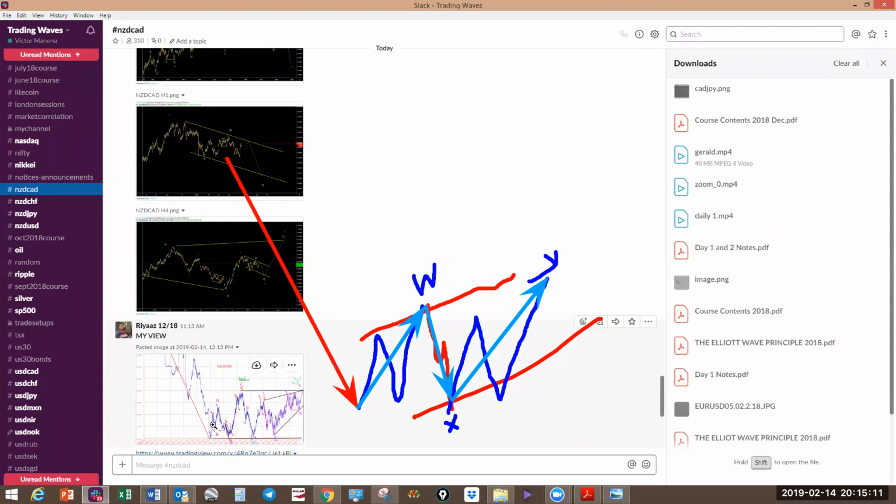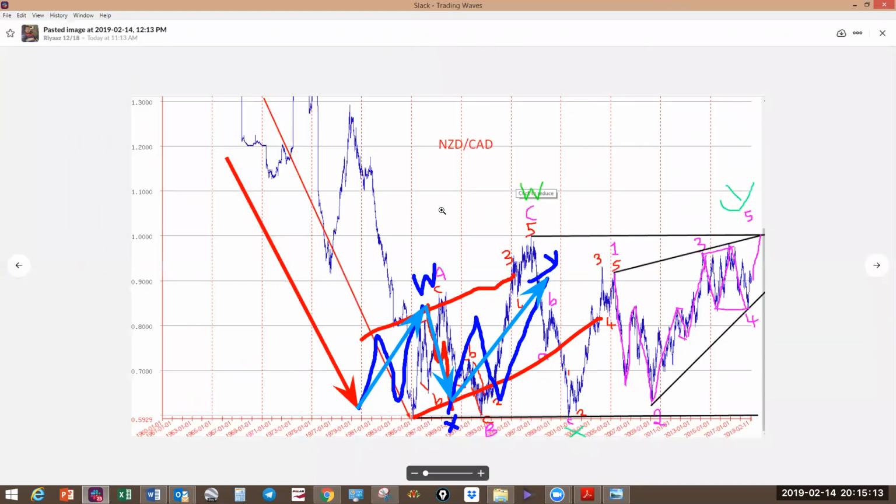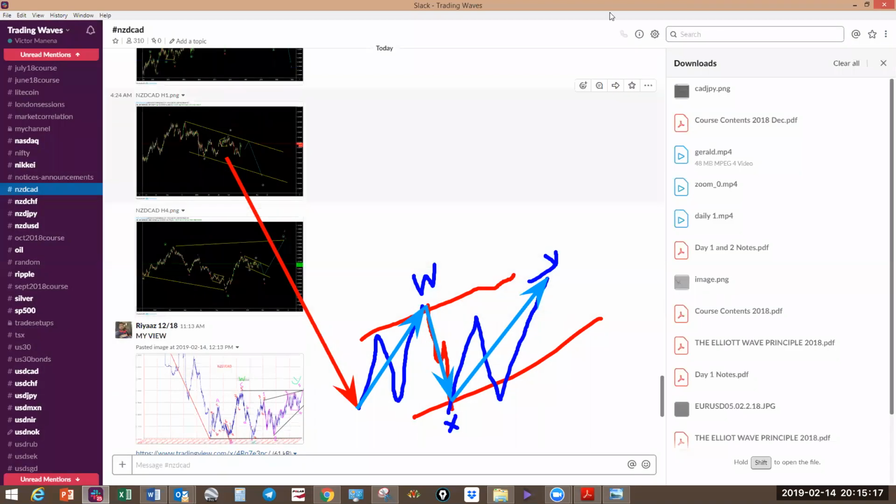So Riaz is looking at it like this. I hope I can move his chart aside. So let's just try and figure it out from what he has here. He's got a string here as I've identified it. Okay, you've got a string here. We've identified it the same.